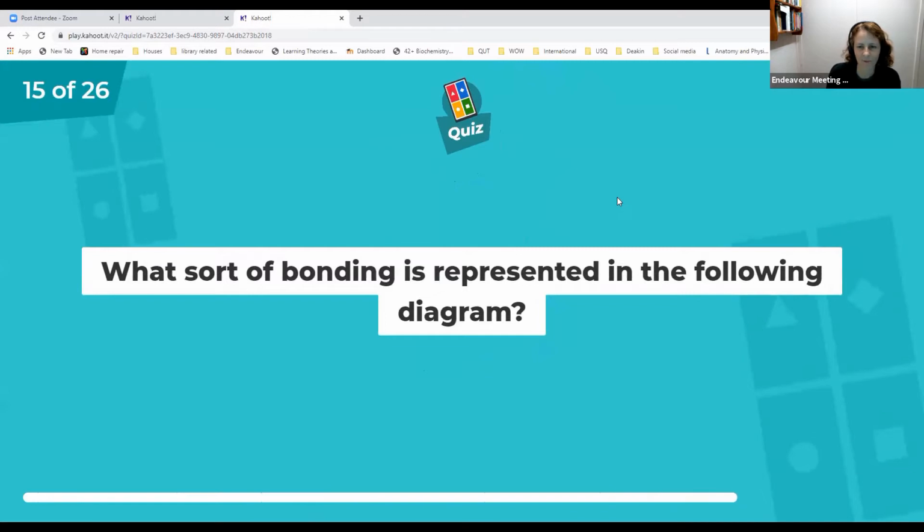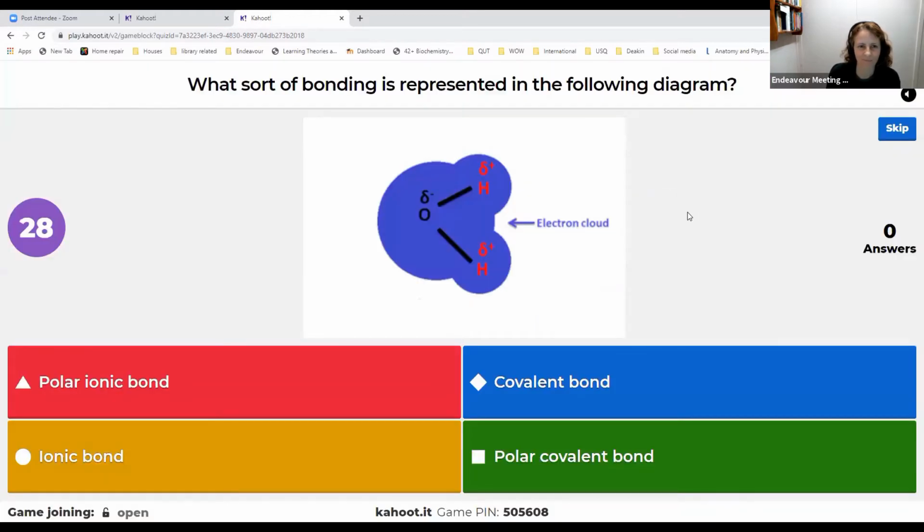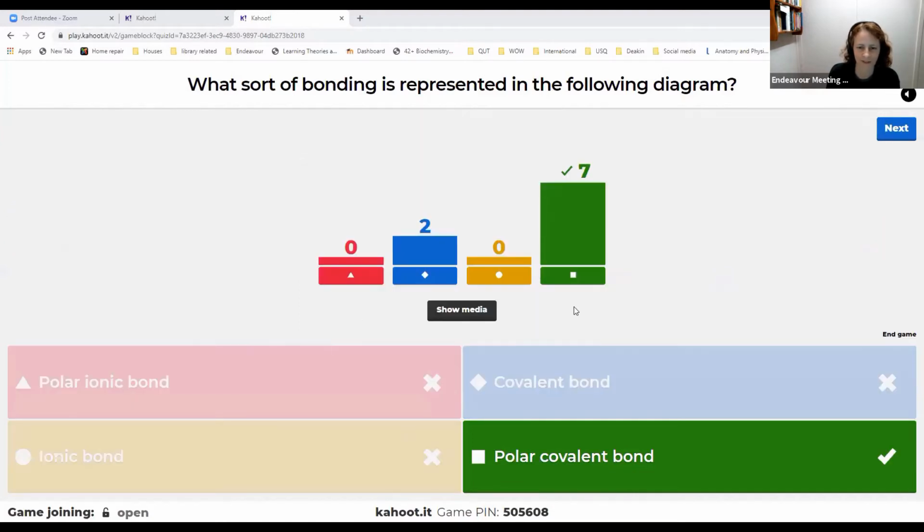What sort of bonding is represented in the following diagram? Is it a polar ionic bond, an ionic bond, a covalent bond, or a polar covalent bond? Okay, so 7 said it's a polar covalent bond and 2 said it's a covalent bond. So you're half correct by saying covalent bond. It's just that it is unevenly shared because there is an electronegative charge that affects the ability of the hydrogen and the oxygen to share the electrons, so they are shared unevenly.